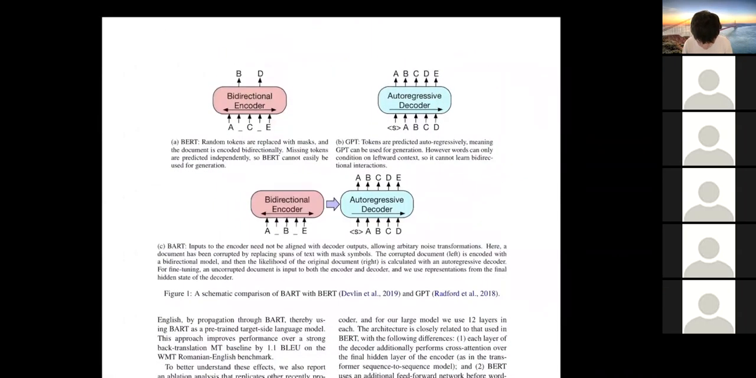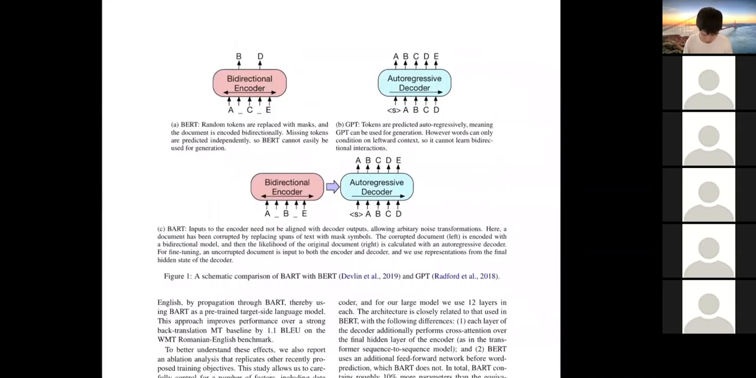You can think of this as a comparison between BERT and BART. In BERT, you corrupt some tokens and then try to guess what they are. They also talk about GPT, which is just an autoregressive decoder. They just try to produce the next word given the previous words. But in BART, the input is similar to BERT, but the difference is that instead of trying to generate just the masked parts of the input, they try to generate the entire thing with the autoregressive decoder.